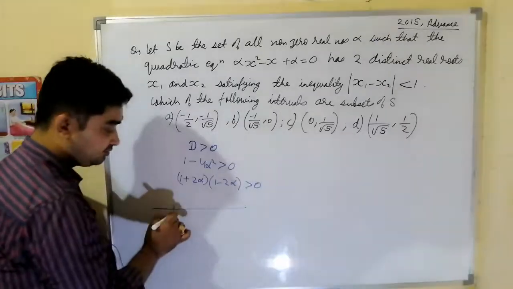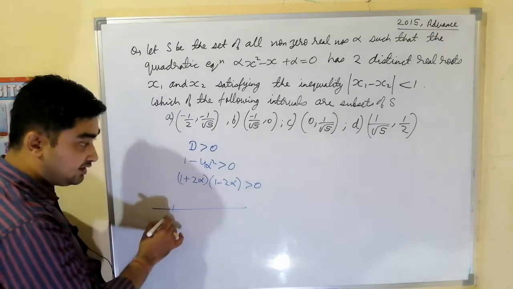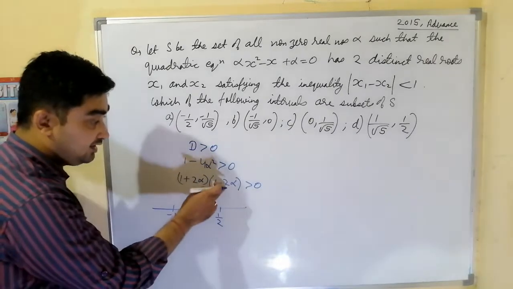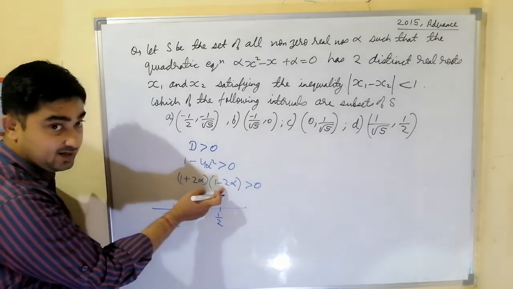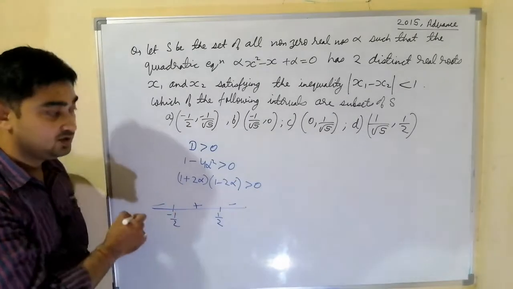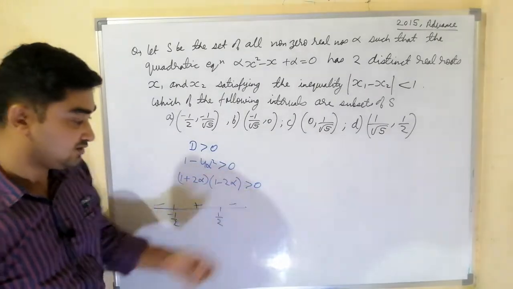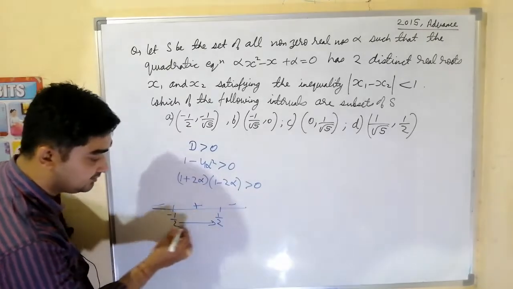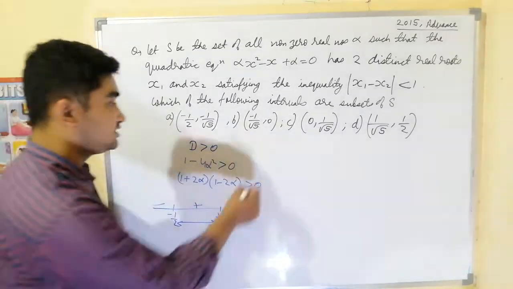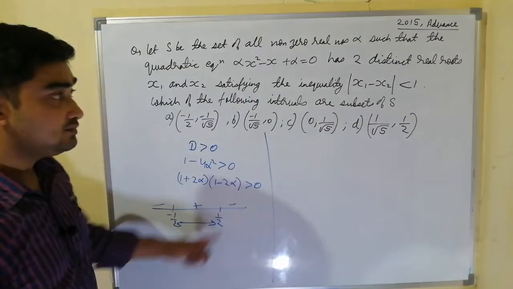Draw the number line, mark the critical points. Critical points are minus 1 by 2 and 1 by 2. Alpha has a negative coefficient, so we have to start with negative, negative, positive, negative. We want this term to be positive. That means alpha should lie between minus 1 by 2 to 1 by 2. So this is condition number 1.